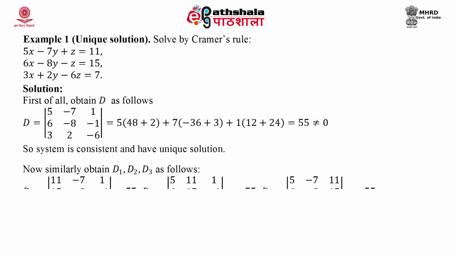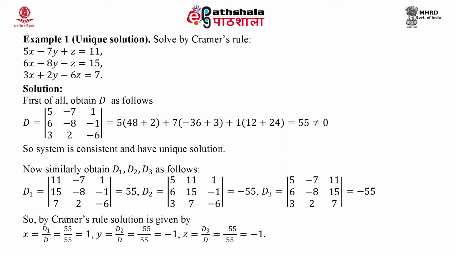First of all, unique solution. Solve this system by Cramer's rule. First of all, we will obtain D, the determinant of the coefficient matrix. The determinant of the coefficient matrix is 55, which is non-zero. So we know that in this case we will have a unique solution. The system is consistent and has a unique solution.